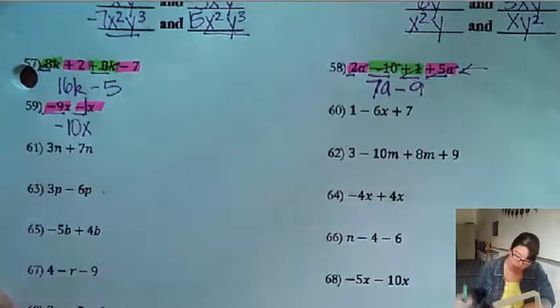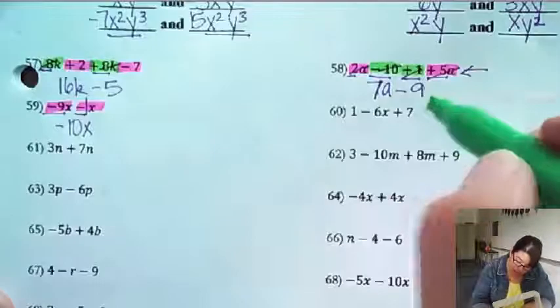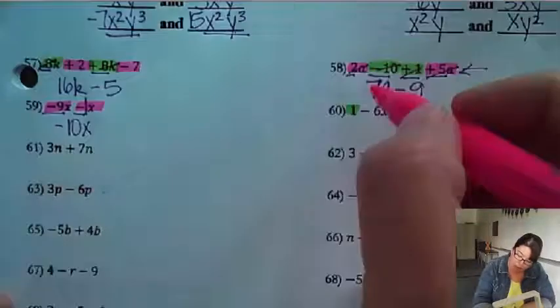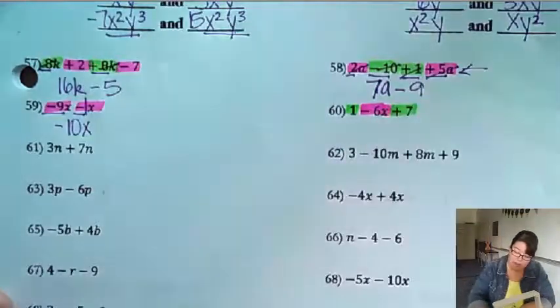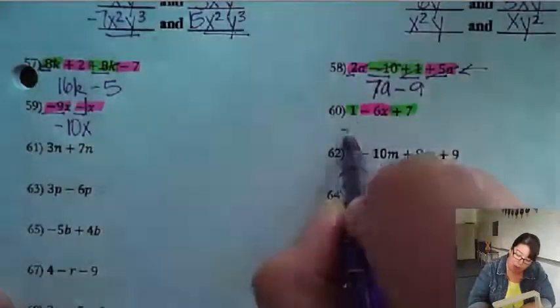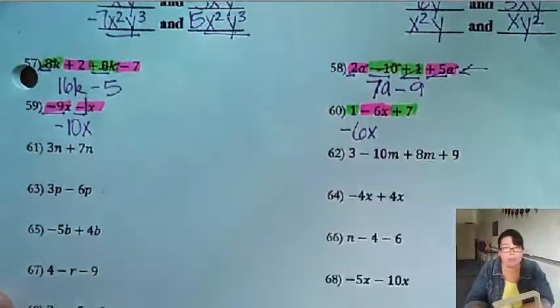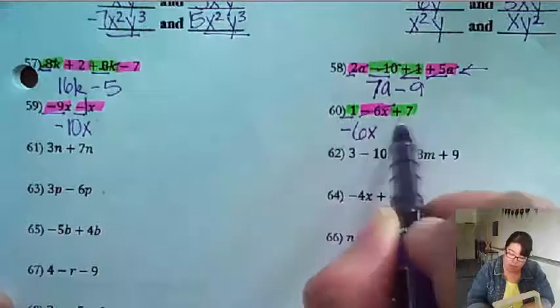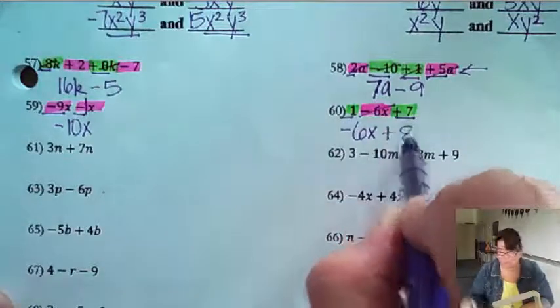Let's take a look at another one. Let's see, here's a constant term and a constant term and a variable term with a coefficient of negative 6. I'm going to start with my variable term, and there's nothing to combine it with, so it stays the same. That one's done. Now I have positive 1 and positive 7 to give me positive 8.